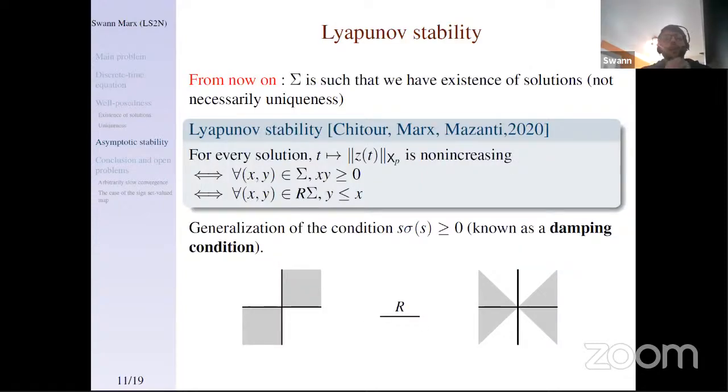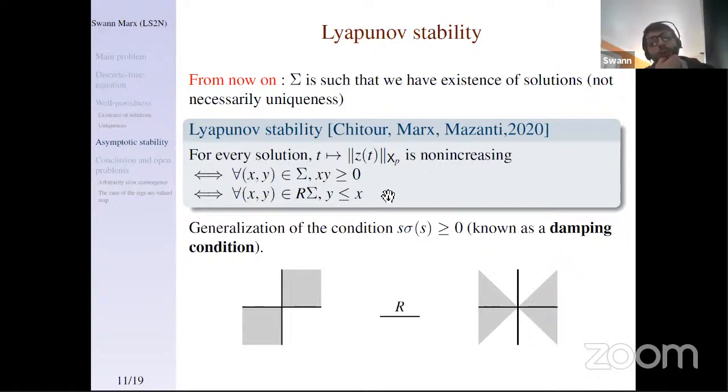So now I will talk about the asymptotic stability. We will just focus on the case where you have existence of the solution. It is not necessary to have uniqueness, because asymptotic stability just needs all the trajectories to converge to zero with a stability, which is the Lyapunov stability. Lyapunov stability is implied by the fact that the norm of Z is non-increasing. And in fact, we have a necessary and sufficient condition which establishes this fact: if for all elements (x, y) in the set sigma, you have xy is greater than or equal to zero.